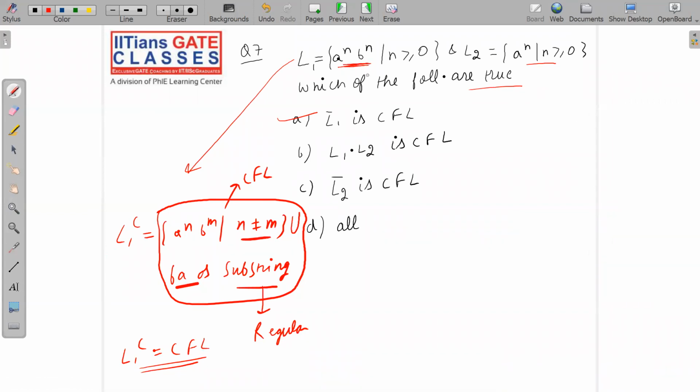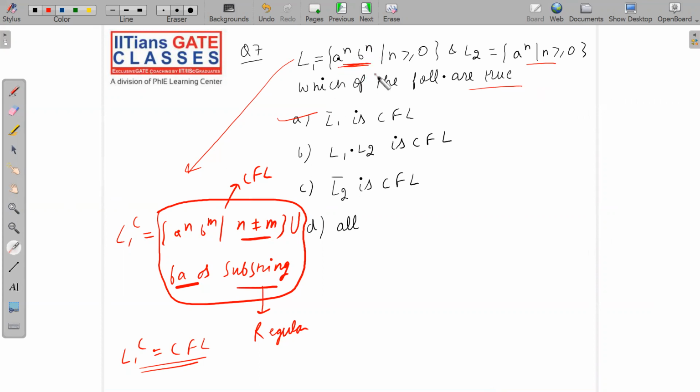So complement will not be CFL? No, this is not the case. If L1 is CFL, then complement will be CFL? Then complement will never be CFL? No, I'm not saying this. See, closure properties are saying that complement may or may not be CFL. So if L1 is CFL, then complement may or may not be CFL.